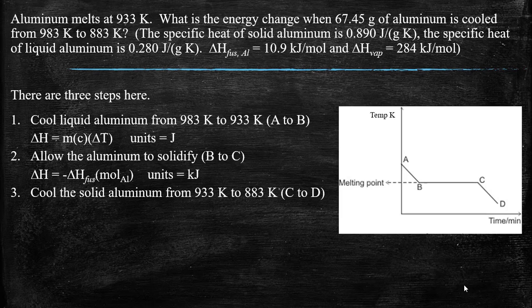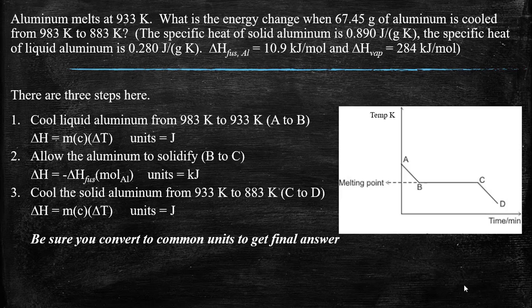And then you go from C to D, where you cool the solid aluminum, and it goes from 933 Kelvin to 883 Kelvin. There is a temperature change, so we're back to M times C times delta T, and back to the unit of joules. There are 2 different units when you get your answer. When you calculate out these 3 quantities, you have to be sure to convert to common units at some point to get your final answer.